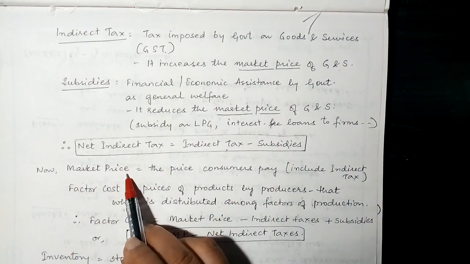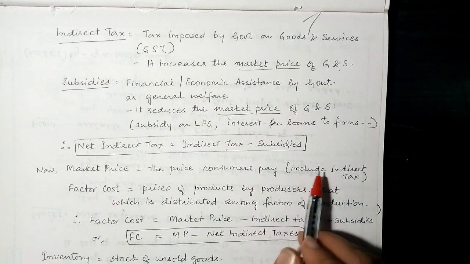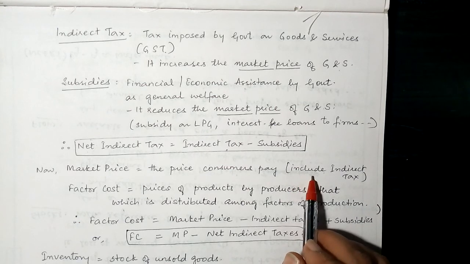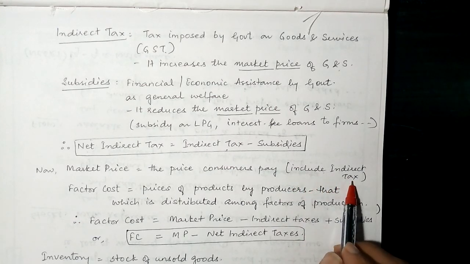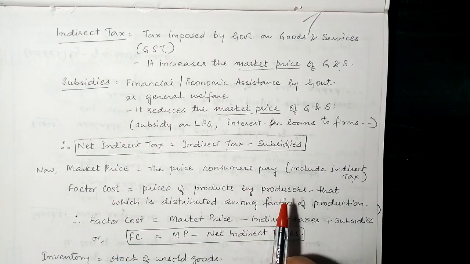Now, the market price means the price at which the consumers buy goods and services, or the price consumers pay for goods and services. This includes indirect tax. And that is why the market price goes up when indirect tax is added.